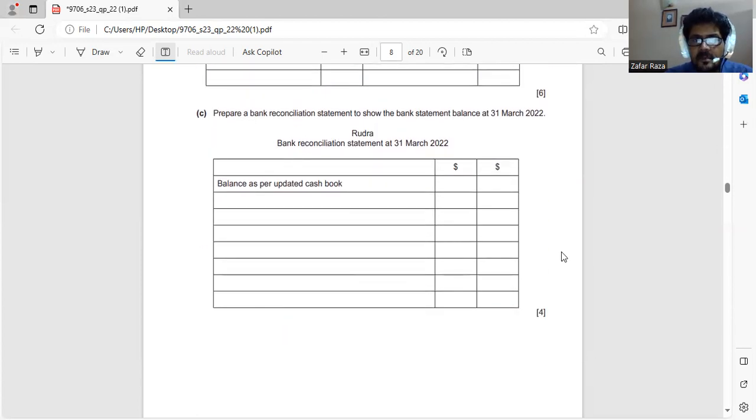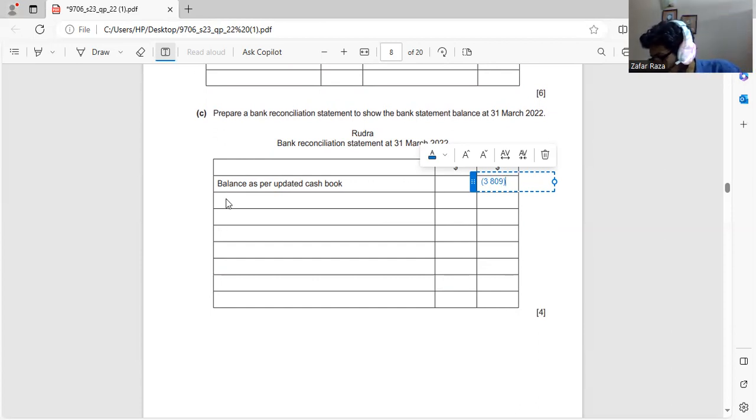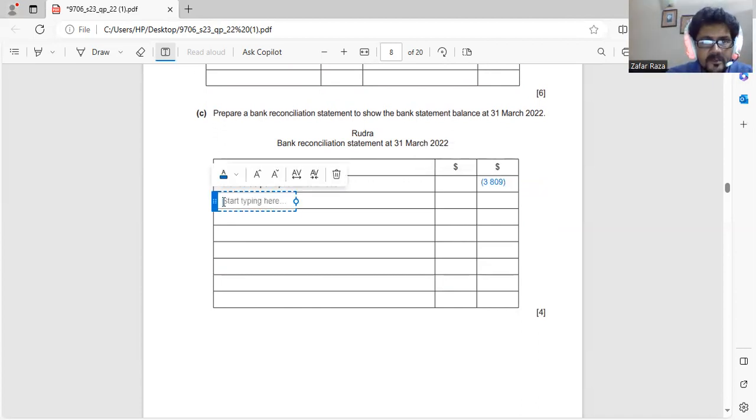Now come to balance as per updated cash book, 3,809. We will write it over here, but in brackets, 3,809, because it is an overdraft. Be careful. Now we have two items: uncredited deposits and unpresented checks. So we have to add first. Okay, we are adding. Unpresented, sorry, unpresented checks.